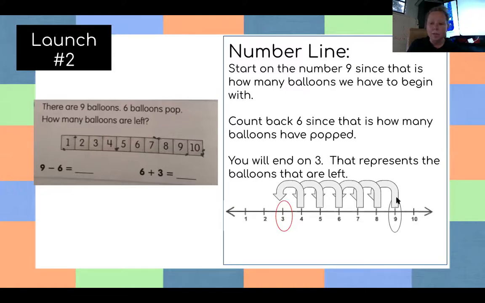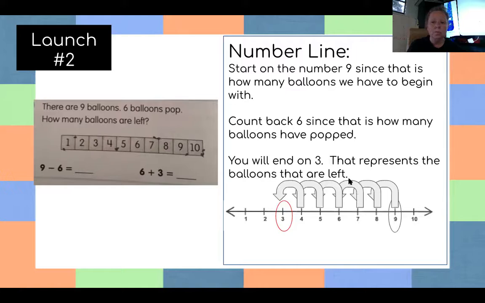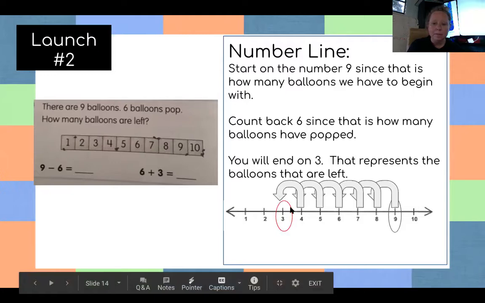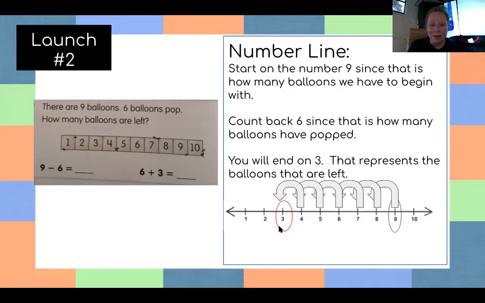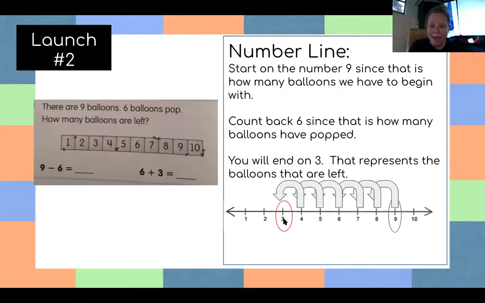Let's do that together. We're going to start on 9. Let's count back 6. 1, 2, 3, 4, 5, 6. What number did we land on? We landed on number 3. That represents how many balloons are left. We had 9. All of these balloons popped. This is what we have left.